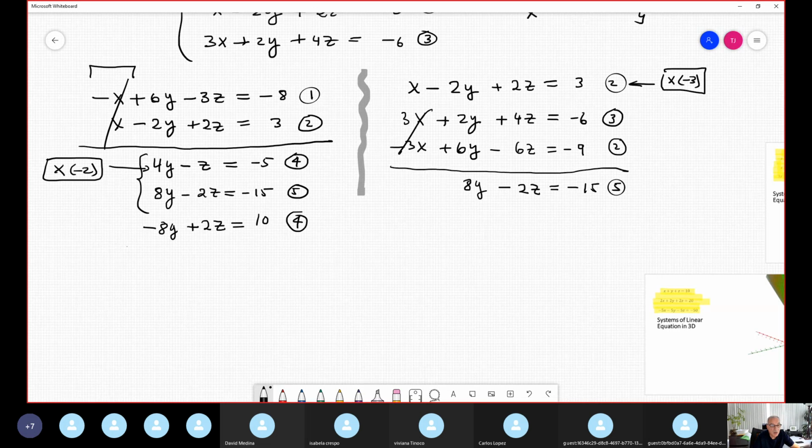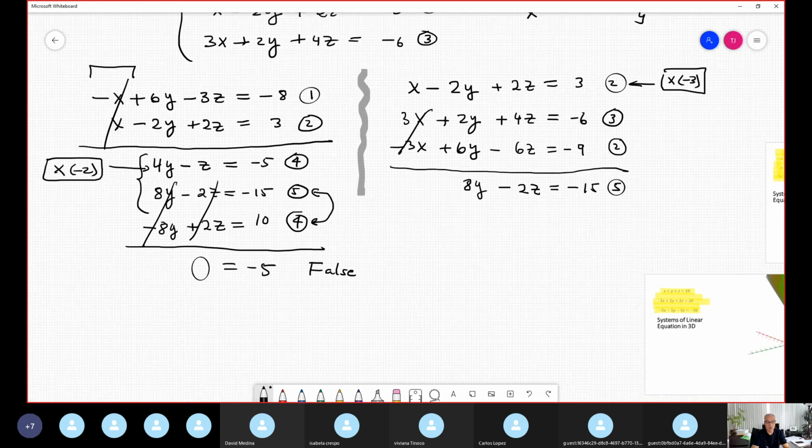Okay, completely dependent. You add now 5 and 4, and you see, wow, what is that? Look, everything is cancelled. The variables disappear. So this is a special case, no unique solution. And you have 0 equal -5. And this statement is completely false. So what does that mean? I try to do my best. However, I cannot solve it.